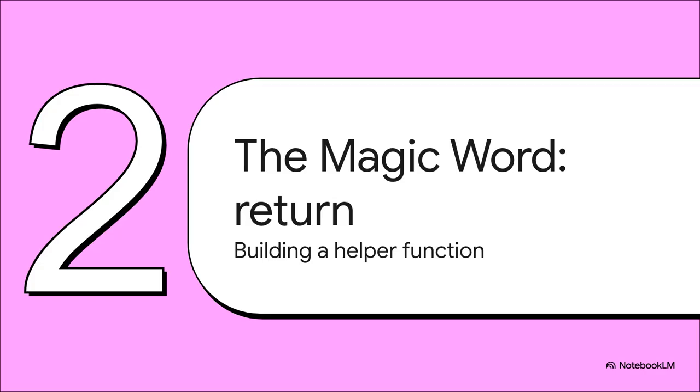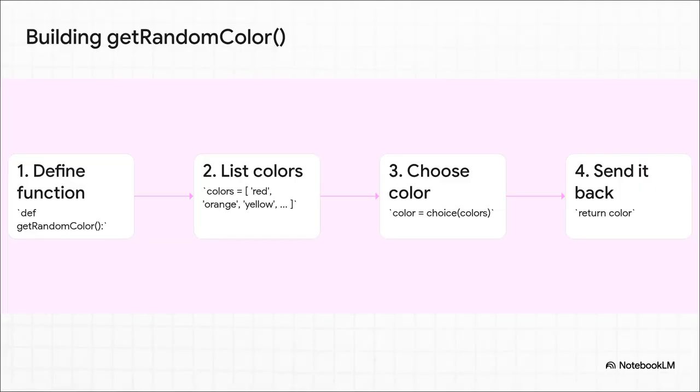Well, the solution is actually really simple and elegant. We're going to build what's called a helper function just for this job. And we're going to use one of the most important keywords in all of Python, return. This little word is literally the mechanism that lets a function send an answer back to whatever part of the code called it. So let's build this thing, step by step.